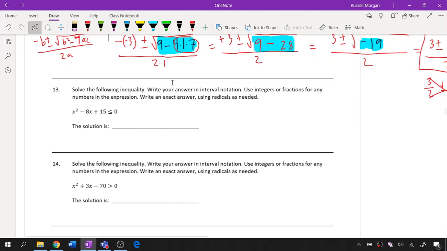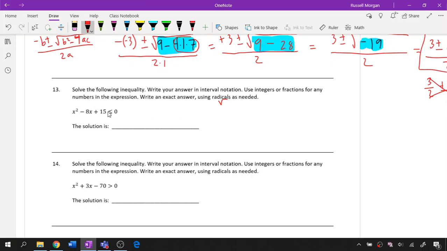All right, this next one says solve the following inequality. Write your answer in interval notation, and of course use integers or fractions for any numbers in the expression. In other words, don't put crazy decimals if you end up doing some division. Just keep it like a fraction. Write an exact answer. Use radicals or roots if needed. Remember, radicals are just roots. So here we go. Here's the problem.